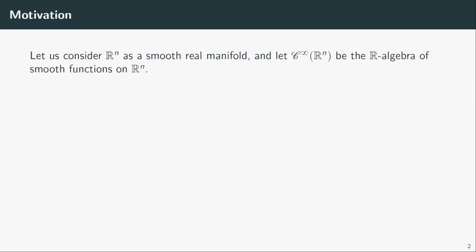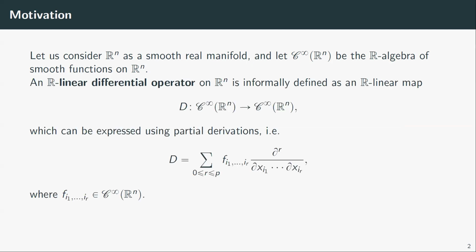Okay. So I will start by defining what is meant by the ring of differential operators. And as a motivation, we will look at R^n. So we think of it as a geometric space, and we are interested in the algebra of smooth functions. Then a differential operator on R^n is an R-linear map from the algebra to itself, which can be expressed through partial derivatives. So this is usually what we have in mind when we think of a differential operator.